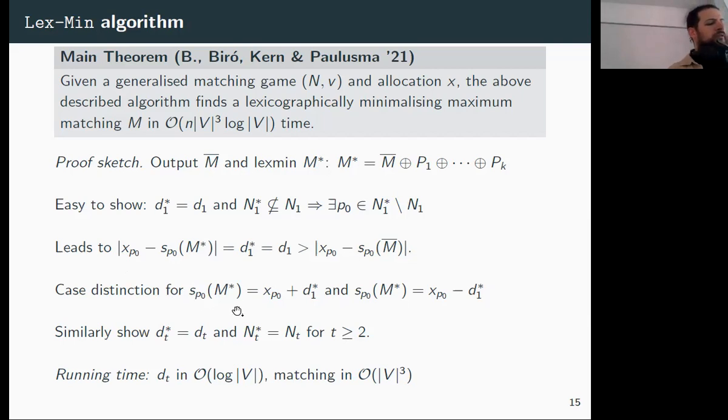Just before that, once we finish with this, what we have to do is a very similar analysis for dt star being equal to dt, and nt star being equal to nt, for every t up to n. And in terms of the running time, since the allocation x is given and the S values in the deviations are somewhere between 0 and the size of V, the number of nodes divided by half, it means that we can search this value in log number of nodes.